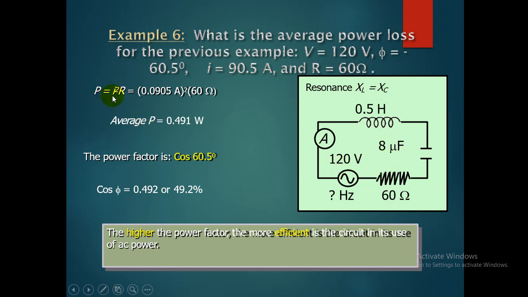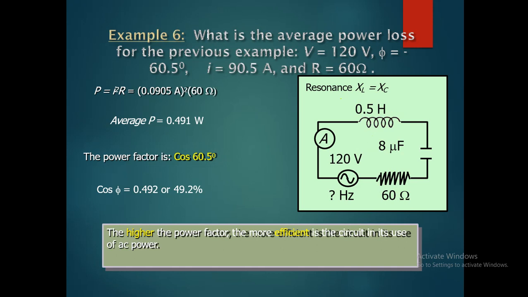Here we can find out the power loss I square R. Average power is 0.4191 watt. The power factor will become cos phi, where phi is equal to 60.5, that will become 0.492 lagging, because it is an RL circuit. The inductance effect is more in the circuit, that's why the power factor is lagging.